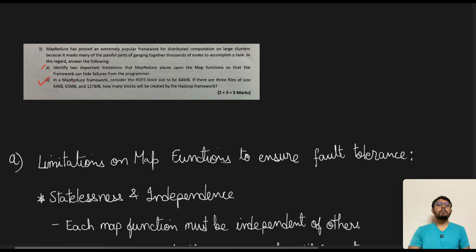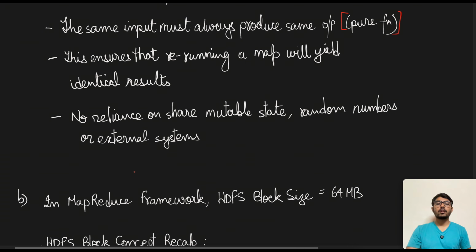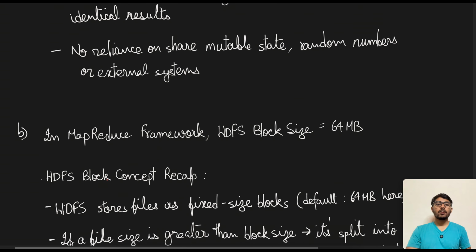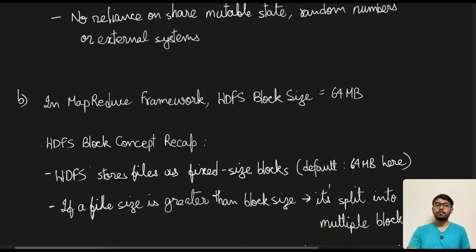It says, in a MapReduce framework, consider an HDFS block size of 64 MB. If there are 3 files of the size 64 KB, 65 MB and 127 MB, how many blocks will be created by the Hadoop framework? So, in MapReduce, the HDFS block size is 64 MB. We are given just a quick recap for the HDFS block.